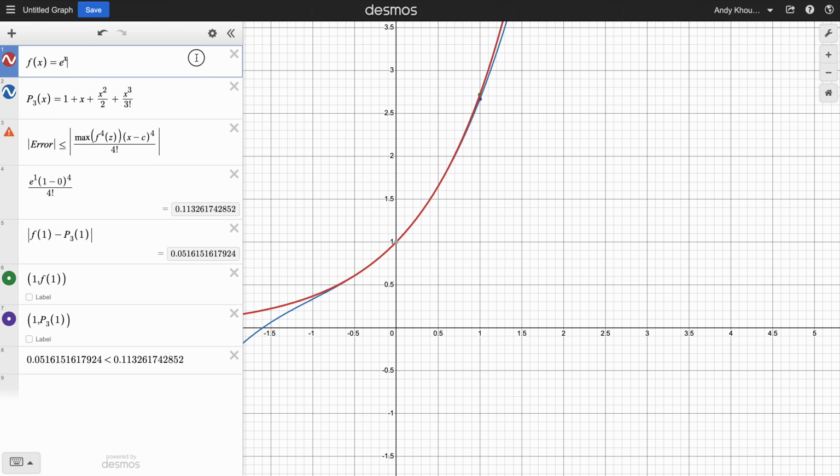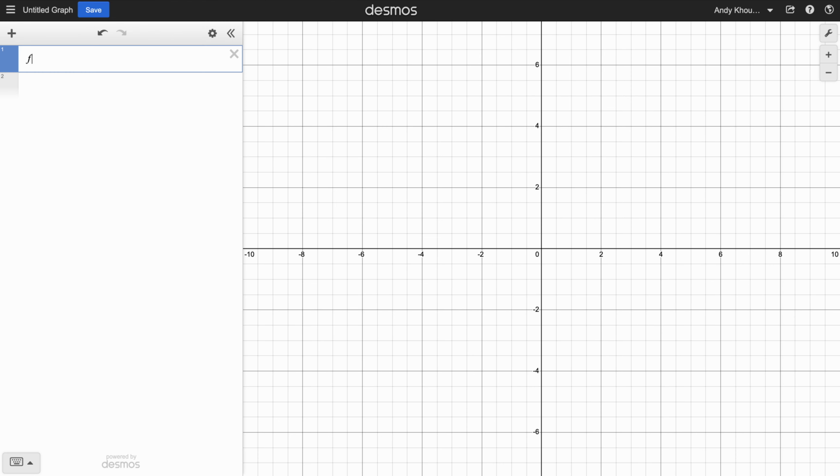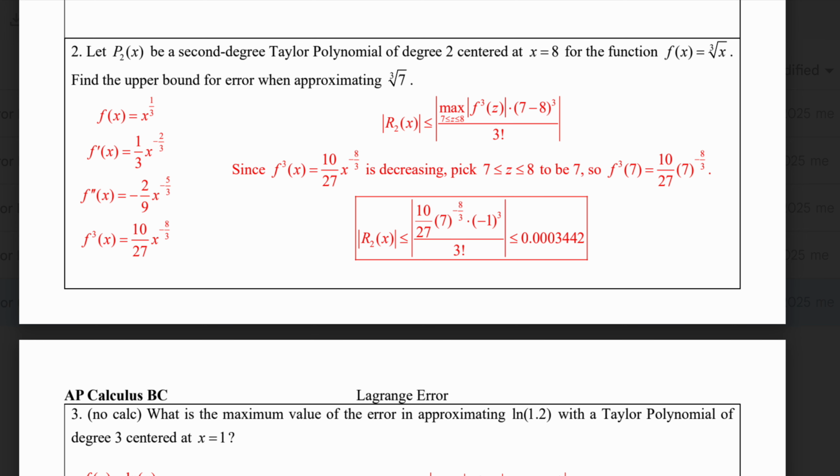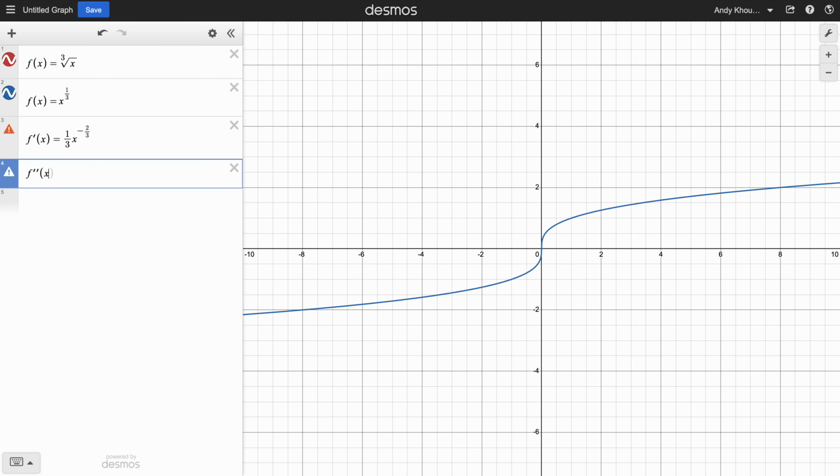So we have the cube root of x. And for this one, we are doing a degree of 2. So if I have that being x to the 1/3, then I know that my derivative here is going to be 1/3 x to the negative 2/3. And then my second derivative here is going to be negative 2/9 x to the negative 5/3 right here.